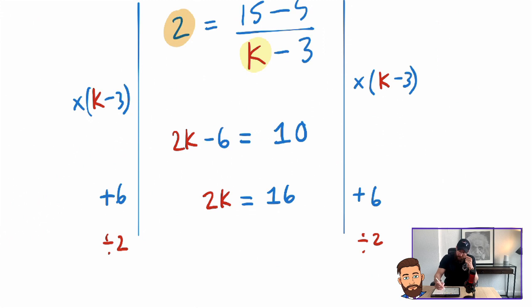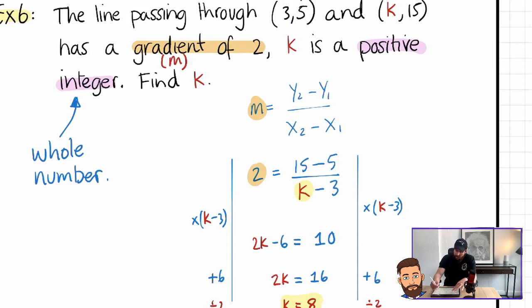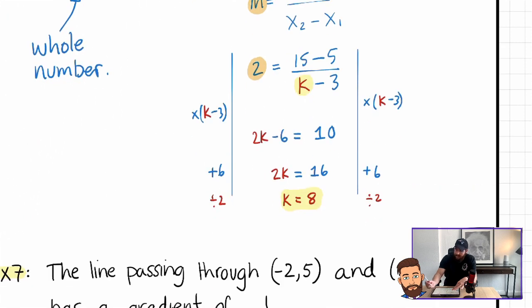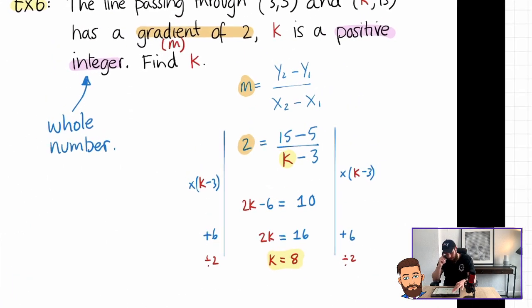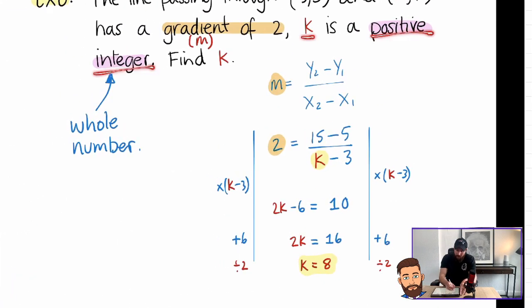And 2k, remember, means 2 times k. And the opposite of times by 2 is to divide by 2. So if 2k is 16, that missing coordinate up here, k is 8. Does it fit what we were told? We were told k is a positive integer. Is our answer positive? Yes, 8 is positive. Is our answer a whole number, an integer? Yes, it is. So we're done.